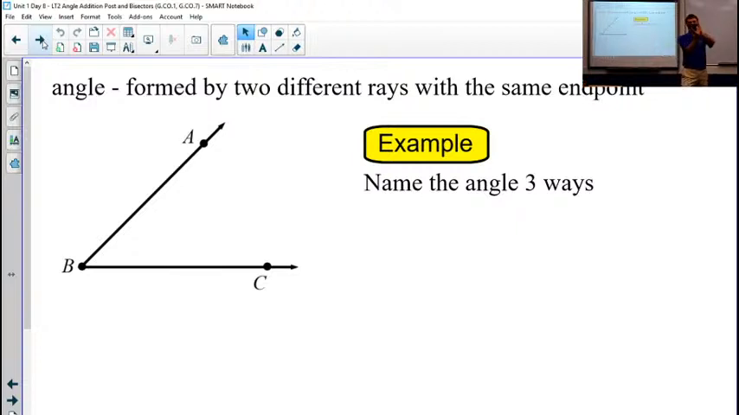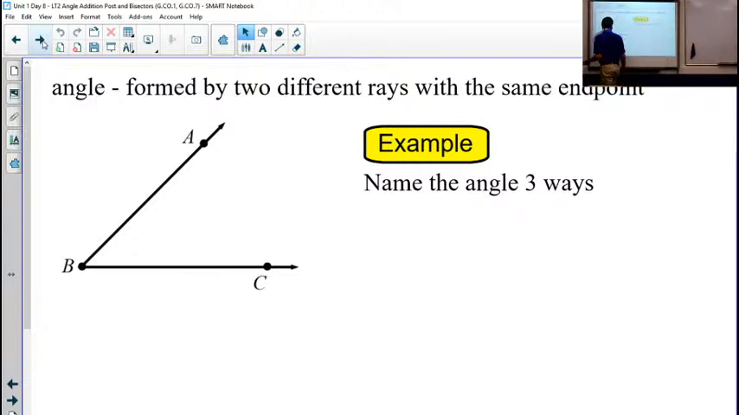So if the rays go in a really close together direction, then we have a really small angle. And the farther apart the directions the rays go, the larger our angle is going to be. Right? And if they go in completely opposite directions, then we have a straight line. And we measure angles in degrees.